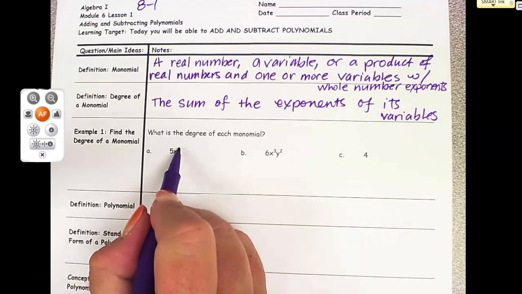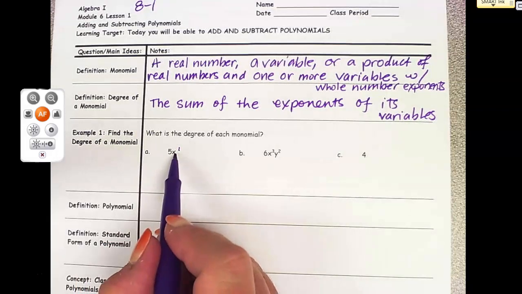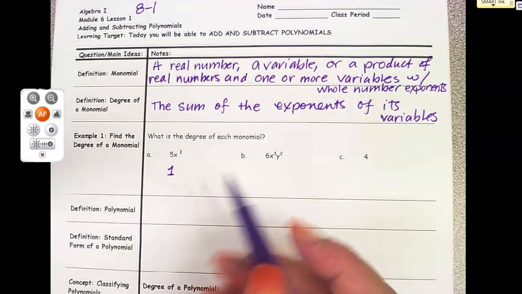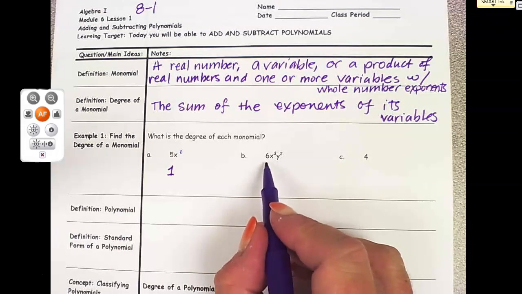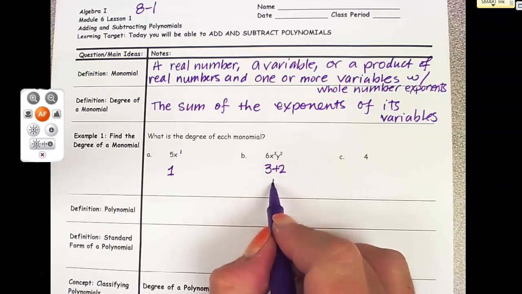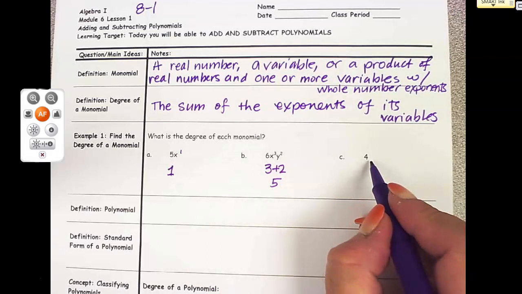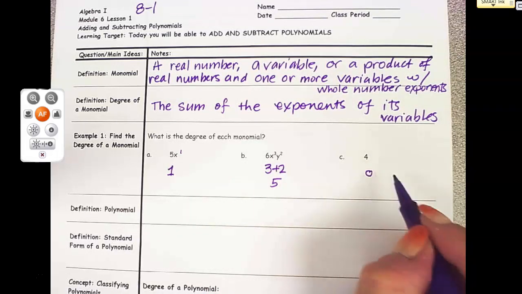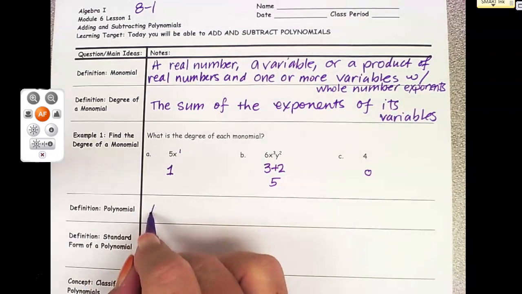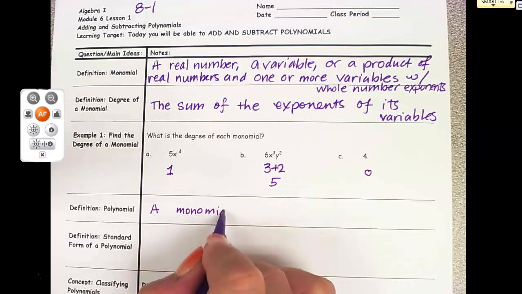Well, that's going to be the sum of the exponents. So in A, 5x, we can imagine that that x has an imaginary exponent of 1. It's x to the first power. So the degree of 5x is just 1. The degree of 6x cubed y squared, we would have to add the exponents, so that's got a degree of 5. And then there are no variables with exponents in letter C, so that has a degree of 0. A polynomial is just a monomial or a sum of monomials.